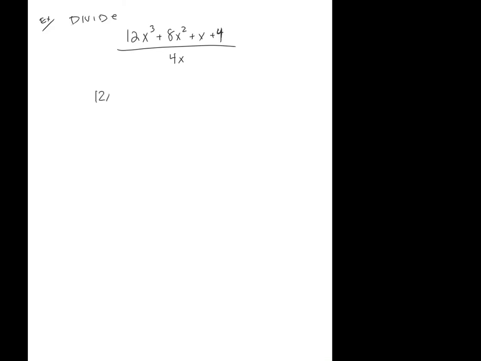It's just 12x to the third over 4x, plus 8x squared over 4x, plus x over 4x, plus 4 over 4x. We show each one of those terms over 4x. And now from there, all you got to do is simplify each one of those fractions individually. What you'll be doing is, work with the numbers, divide the numbers. Then look at the letters.